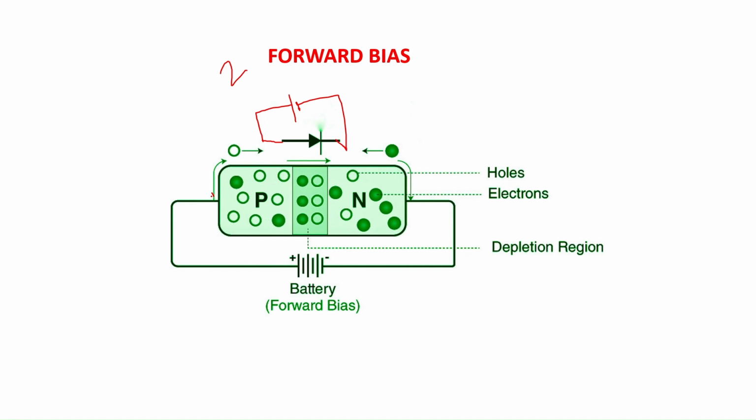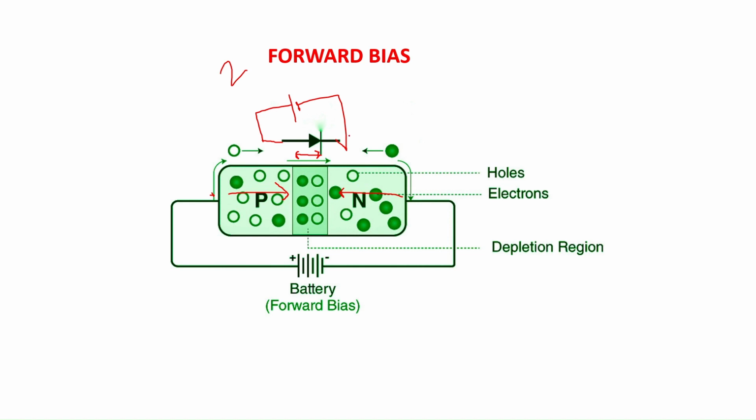Since the positive is connected to the P-type, the holes of P-type material, the majority charge carrier holes, are repelled by this positive charge and move towards the depletion region, and the electrons, which are the majority charge carrier of N-type, are also repelled because of this negative terminal of the battery. They are repelled towards the depletion region. This reduces the width of the depletion region, and at a certain voltage the depletion region vanishes and the current flows through the PN junction diode.